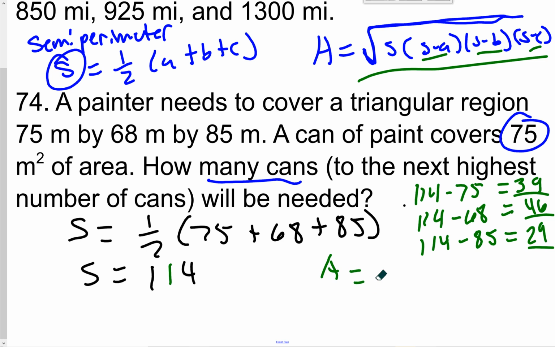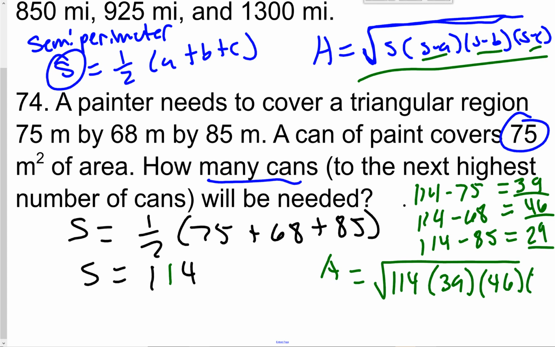And now I'm going to find the area, I take the square root of taking that 114 and multiplying it by all those numbers. So I'm just going to multiply my S times S minus each one, and then take the square root. And so my area, this is my area. That doesn't answer my question. And it rounds to that, right? So this would be square meters. Okay, so, but that's not my answer.